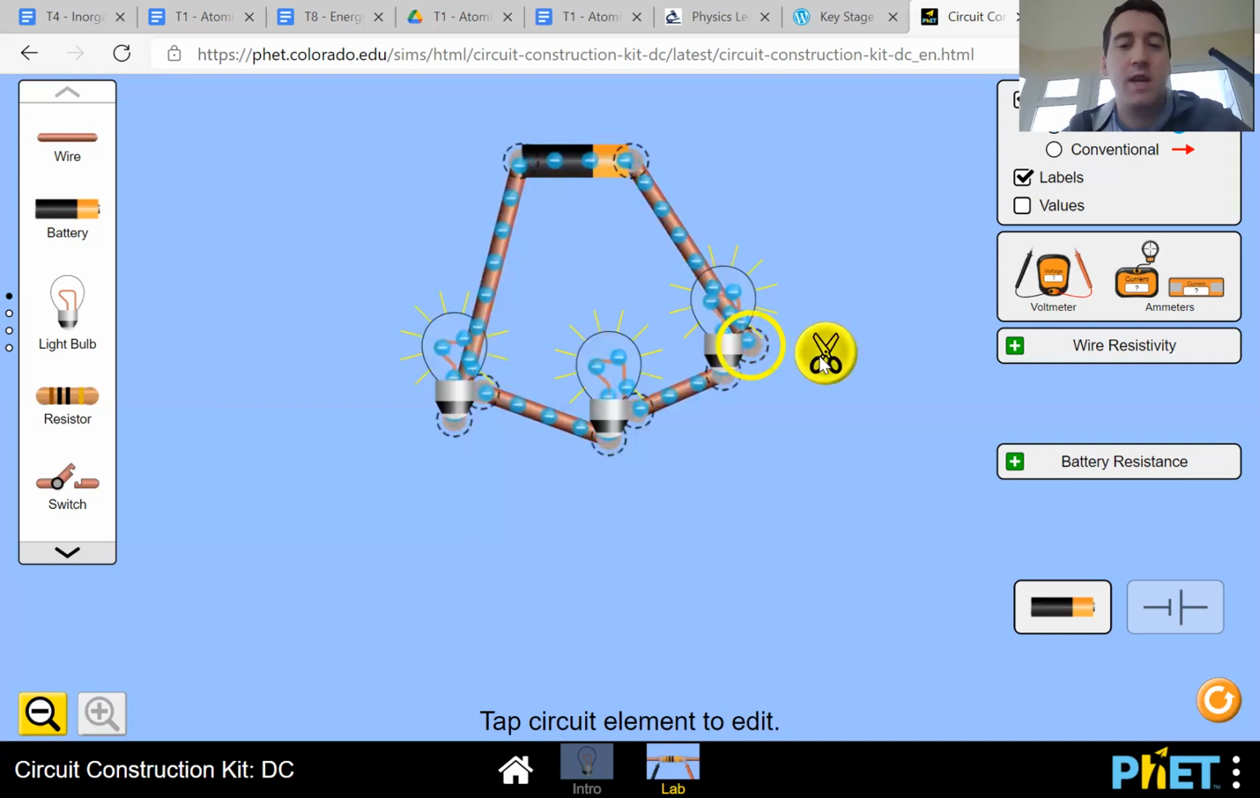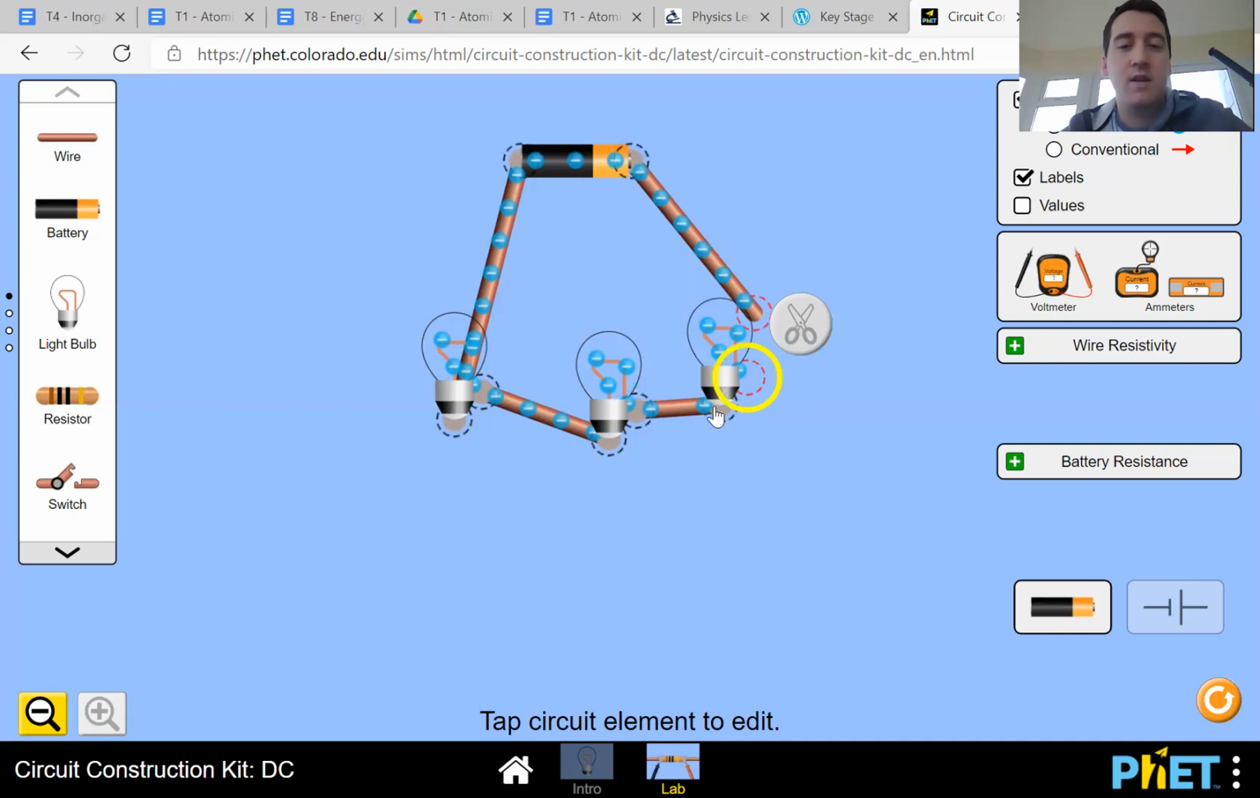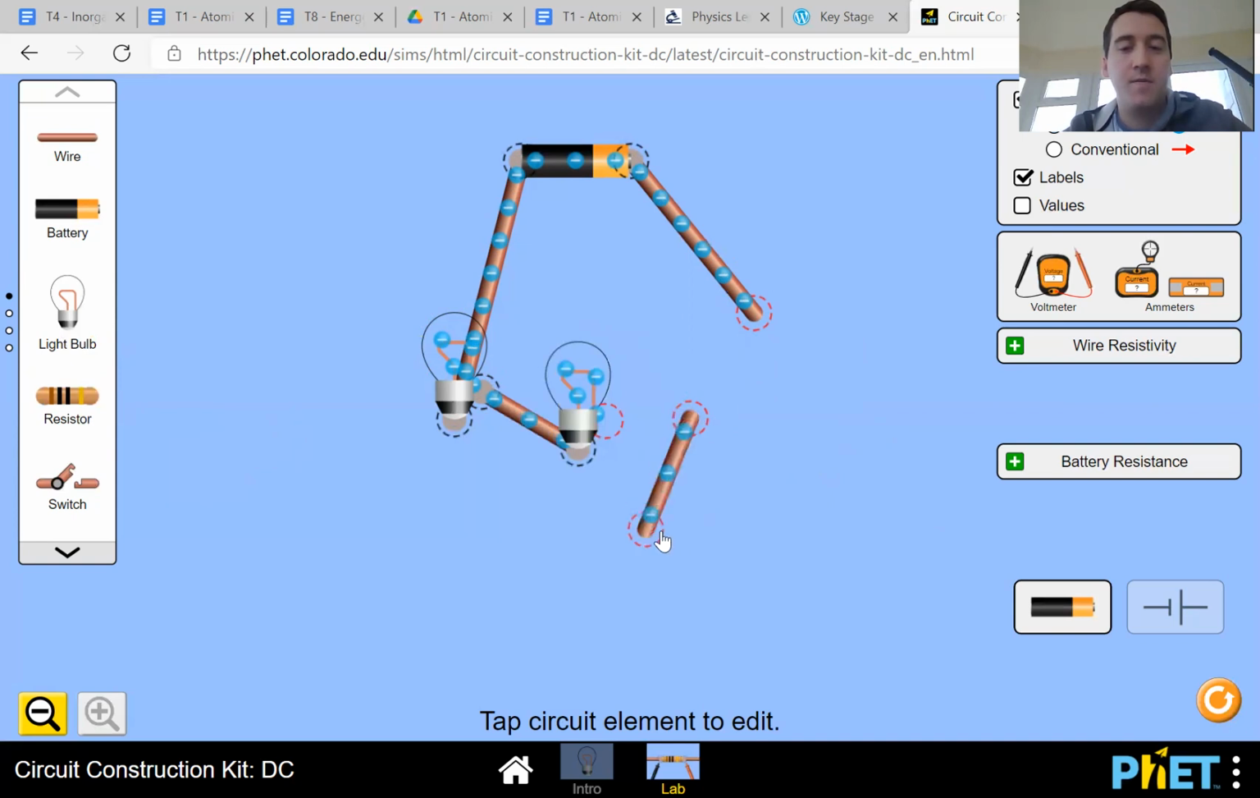Right, I'm just going to cut that again and cut that. I'm going to get rid of that. I think I can just throw that over there. Okay, and I'm going to get rid of this wire here. Right.